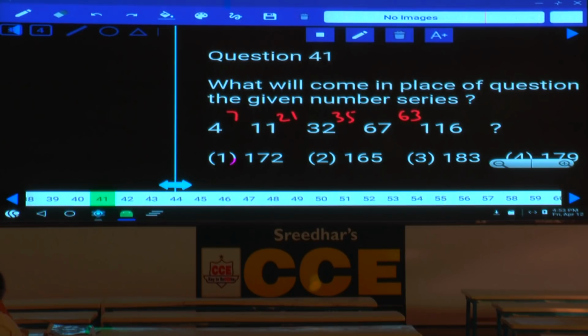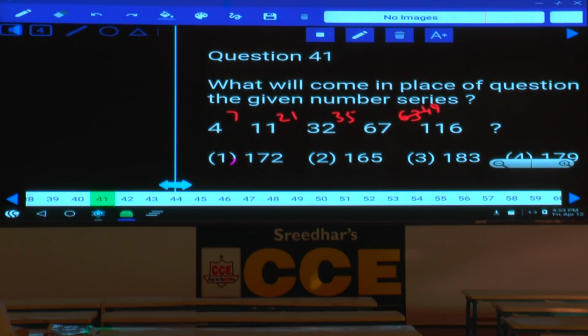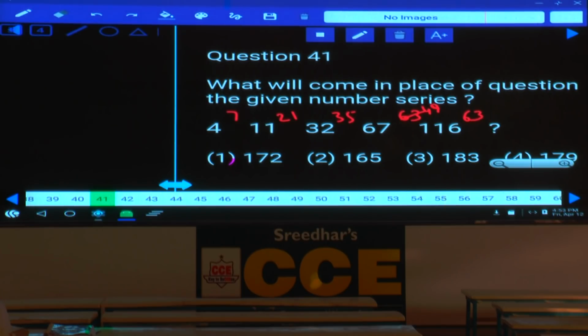What are these numbers? 7, 21, 35, 63 can be written as 7 into 1, 7 into 3, 7 into 5, 7 into 9. Next one must be 7 into 11, which is 77, so 77 should be added here. The differences are 7 into 1, 7 into 3, 7 into 5, 7 into 7 which is 49, and the next difference must be 63. Then 116 plus 63 is 179, choice 4. Odd multiples of 7 are added. Choice 4, question 41.